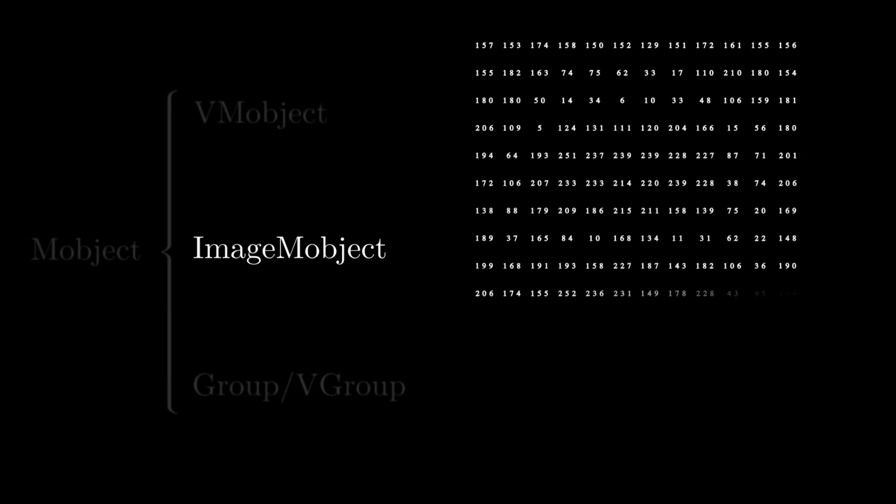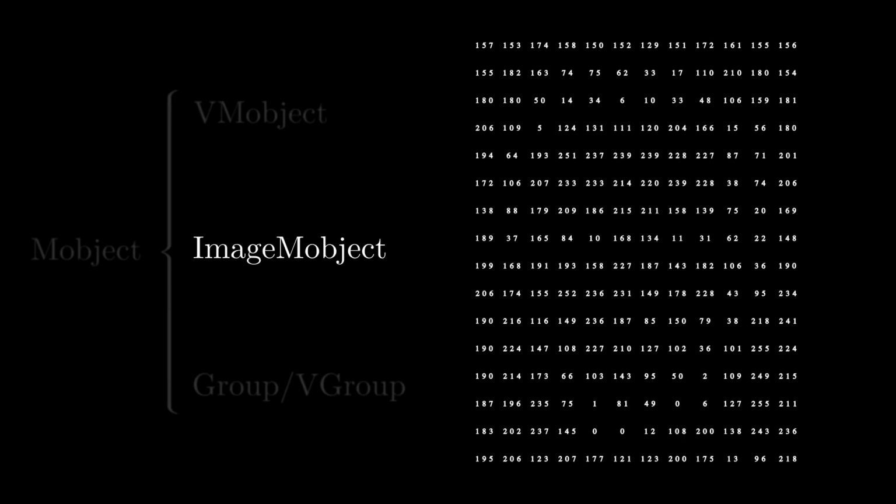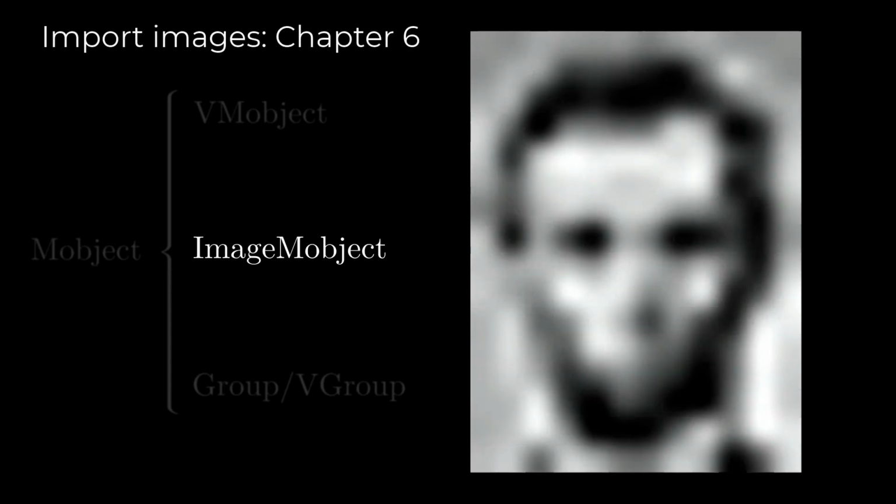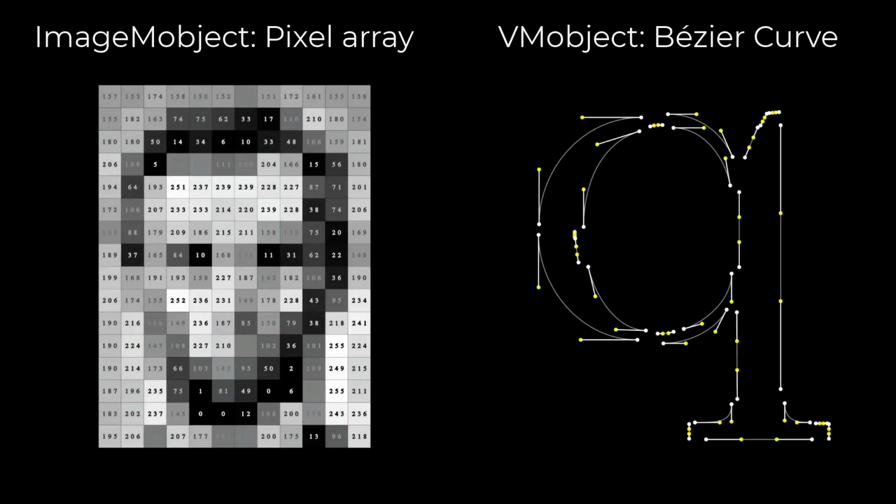MObjects are, in essence, a matrix of pixels. In this basic course we will not use this MObject in this way, but to import images. We will see that in Chapter 6. It is important to note that MObjects are defined using pixel arrays while MObjects are defined with Bezier curves. This difference is important to understand groups and vgroups.